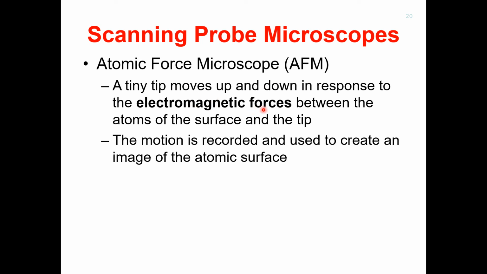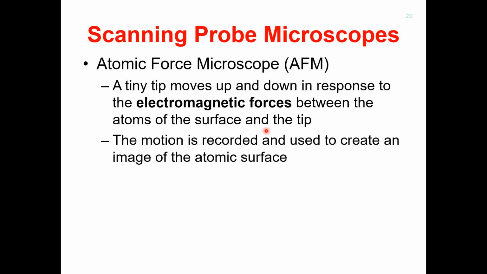So where does the electromagnetic force come from? The electromagnetic force basically exists between the atoms of the surface and the tip. We move the tip up and down in response to this force, and as a result we have motions, and this motion is recorded and used to create an image of the atomic surface.